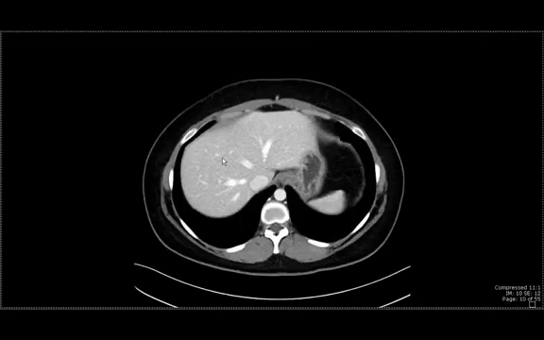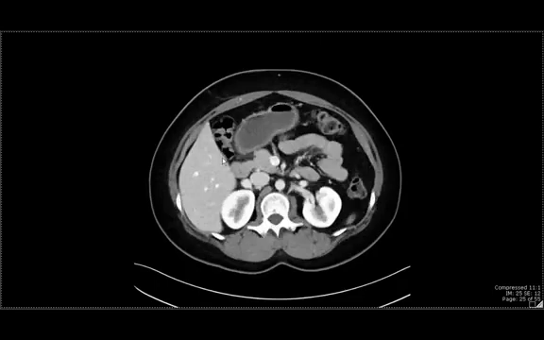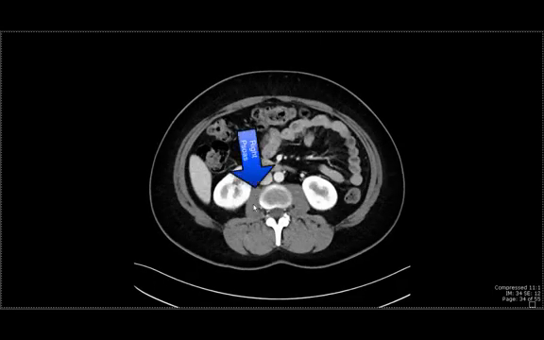I'll also showcase some muscles so everyone's aware where they are. Over here is the psoas muscle on the right side and on the left side. And just posterior to it, lying almost horizontally, is the quadratus lumborum muscle.